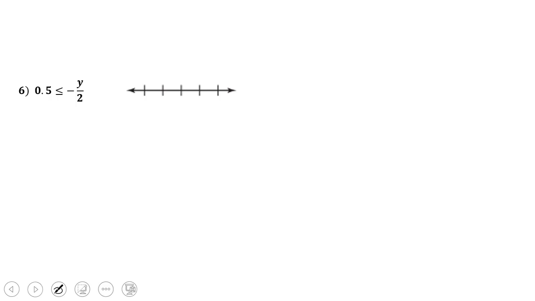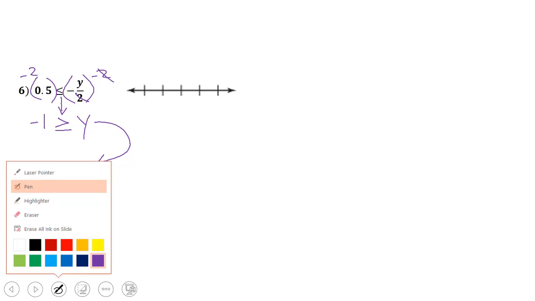5/10 is less than or equal to -y divided by 2. So, of course, I'm going to multiply both sides by my -2. And I get -1. Multiplying by a negative, I've got to reverse that inequality, make it greater than or equal to y, because these simplify out. And, of course, adding to our difficulty, we've got our variable on the right, and we don't like it there. So I'm going to rewrite it, putting it on the left and say y is less than or equal to -1.